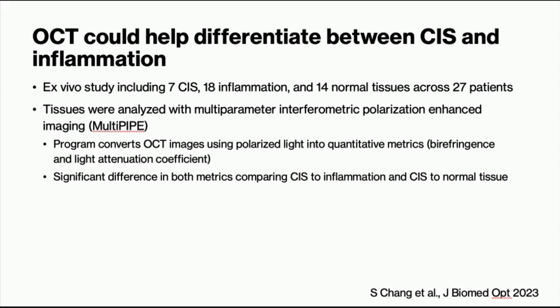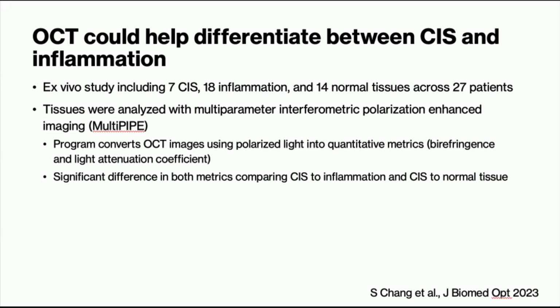Say you have someone who has BCG and they come back in for their surveillance cysto and you see a suspicious red patch. The question you have is it recurrent CIS or is it an inflammatory patch? Well, this group, Chang and colleagues in 2023, believes that using OCT can help you actually identify that at the time of cystoscopy. So they did an ex vivo study where they took tissues that were pathology confirmed. 7 were CIS, 18 were examples of inflammation, and 14 were totally normal across 27 patients.